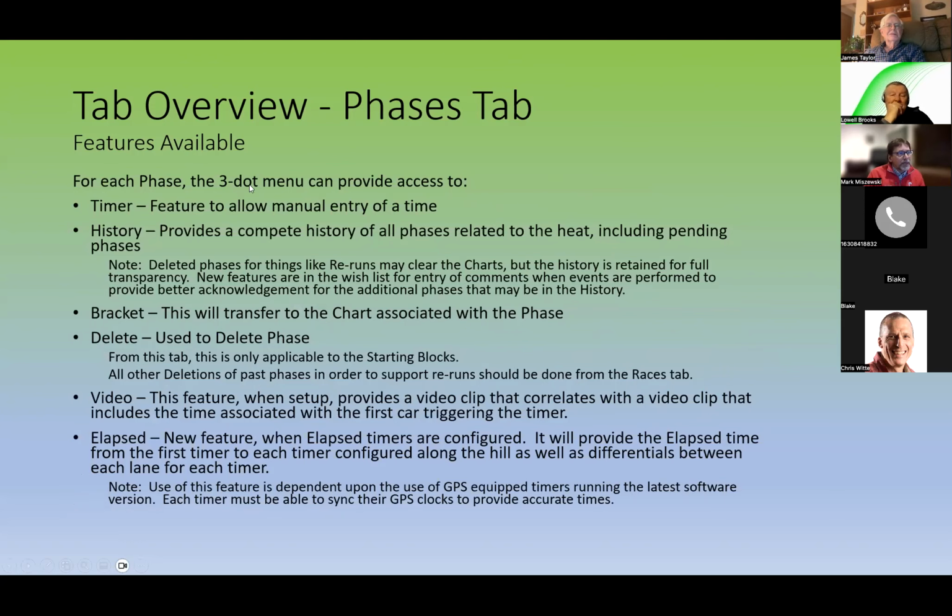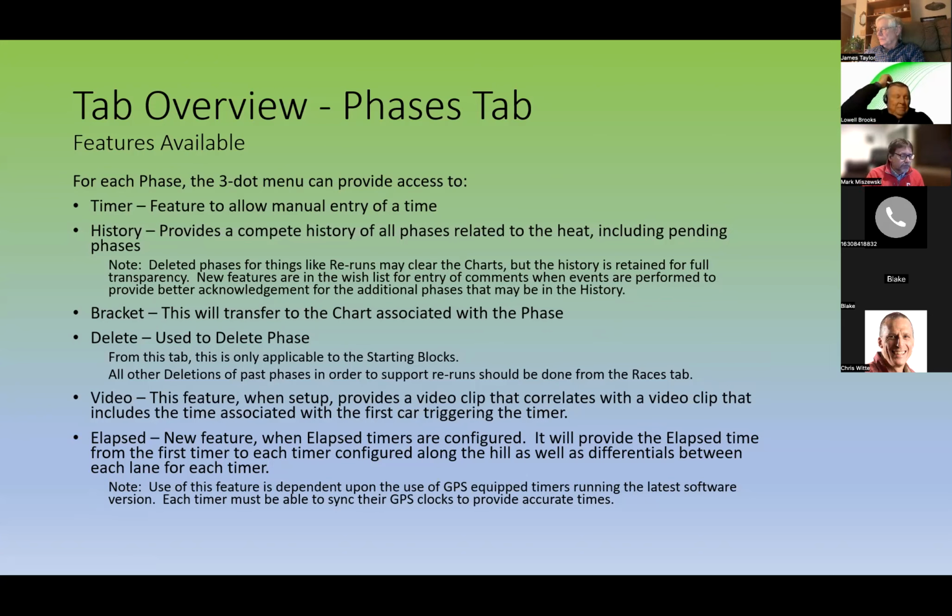For each phase, there's a 3-dot menu, which can provide access to the timer feature. The timer feature is basically manual entry. If you need to put a time on something, let's say a pair of racers went down, one had an accident, and they never crossed the finish line, but you basically want to mark that phase complete and let them go on to the next phase. You put in an arbitrary number that lets the one driver win, and you can move on. So the timer can be used for that.